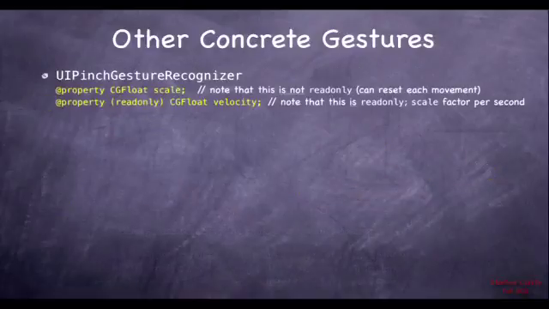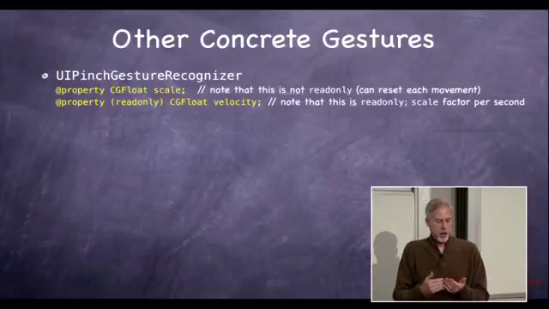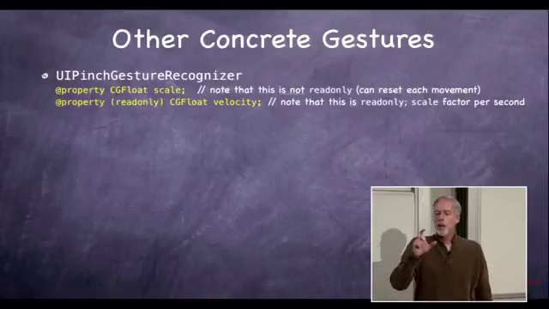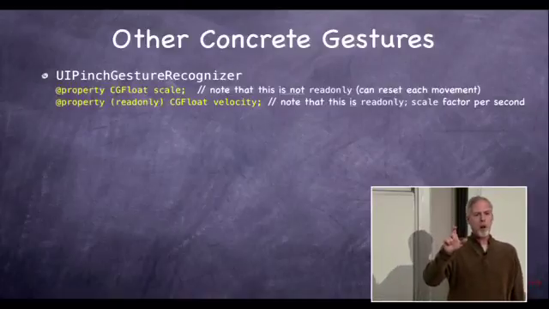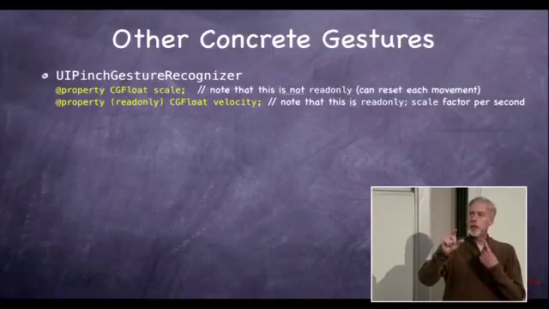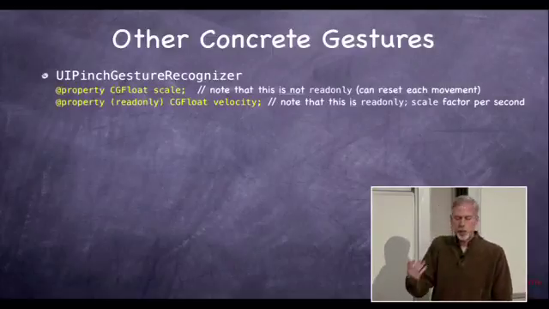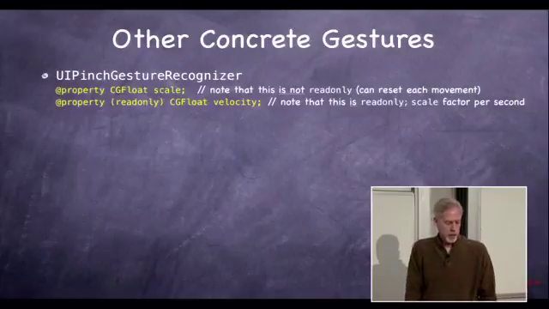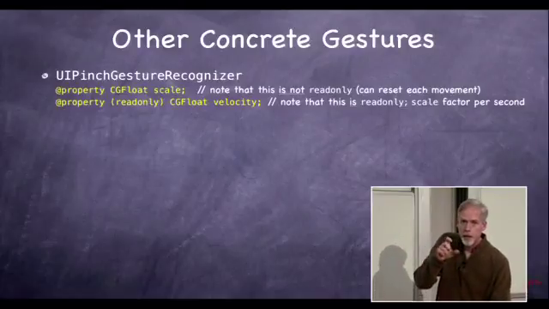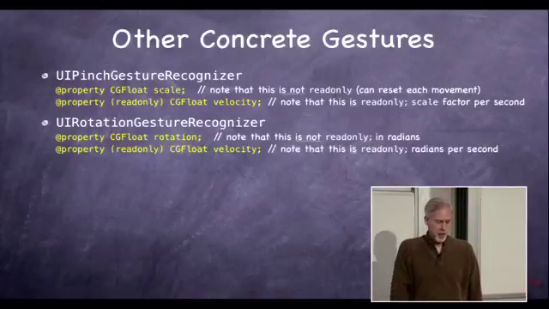Okay. Other concrete gestures that are available. There's pinch. Pinch's main property is scale, which is a float that tells you the scale. So when the pinch first starts, the scale is 1. As it moves out, the scale will be 1.07, 1.1. If it moves in, 0.9, 0.8. And again, scale is writable, so you can always reset the scale back to 1, and then every time it moves, you'll be getting relative to the last scale. Okay, so incremental as opposed to combined. And then velocity, same thing here. It's the velocity that's moving, and that's in scale factor per second, how fast the scale is changing.